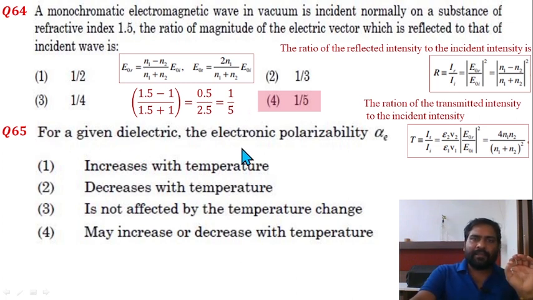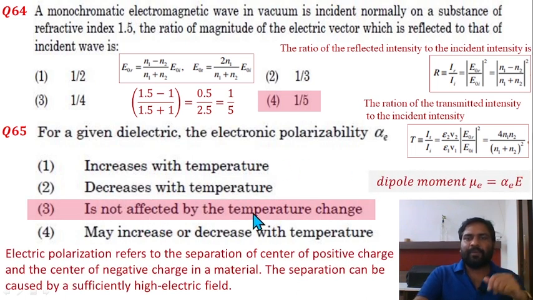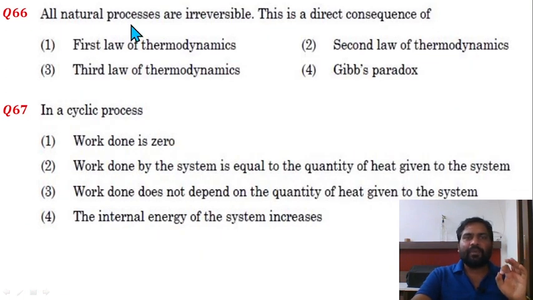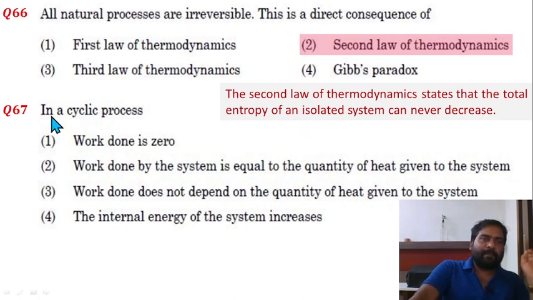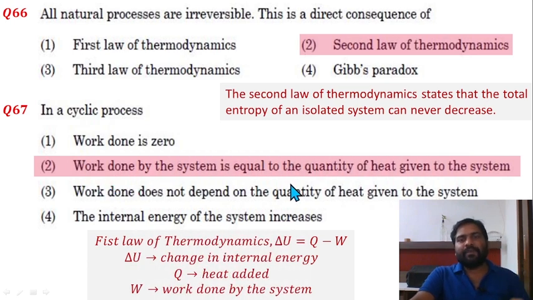Question 65. For a given dielectric, the electronic polarization alpha E is not affected by the temperature change. There is no temperature term in this particular formula. Question 66. All natural processes are irreversible. This is a direct consequence of the second law of thermodynamics. The second law of thermodynamics states that the total entropy of an isolated system can never decrease. Question 67. In a cyclic process, the work done by the system is equal to the quantity of heat given to the system.